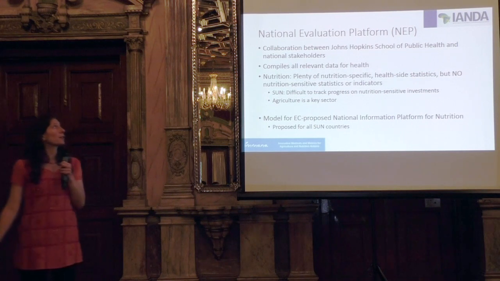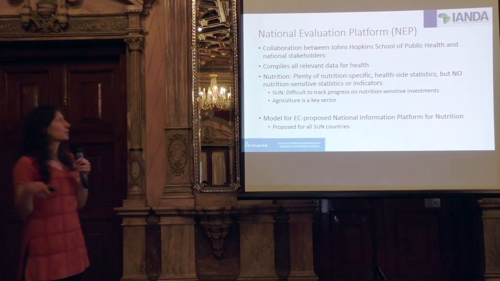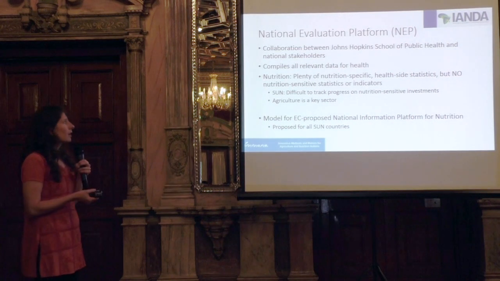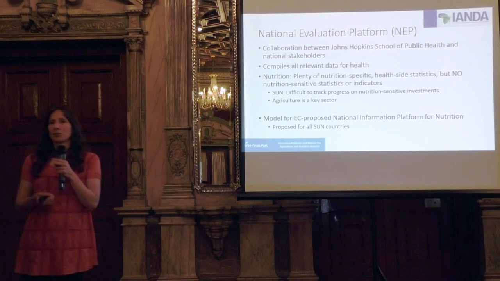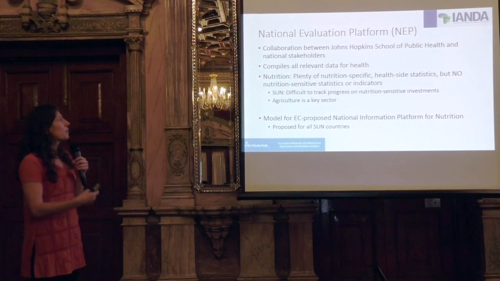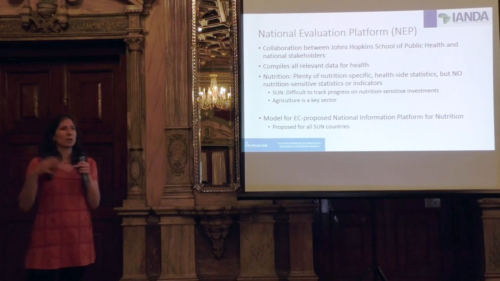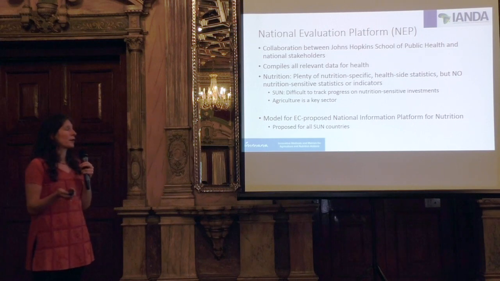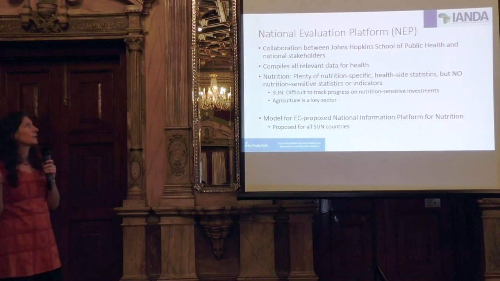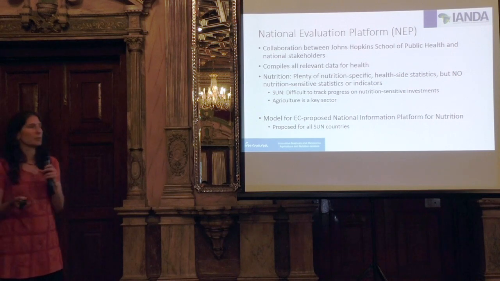Then there's also the National Evaluation Platform, which is a collaboration between Johns Hopkins University and national stakeholders, which compiles all relevant data for health. And within that, they have some data on nutrition. Lots of health side statistics on nutrition-specific indicators like vitamin A programming and maternal anemia, but no nutrition-sensitive statistics or indicators. So for the scaling up nutrition effort in Tanzania, it's very difficult to track progress on any nutrition-sensitive investments, and agriculture is a key sector in that. So they're really interested in having some nutrition-sensitive indicators, such as the ones we're producing for food prices.